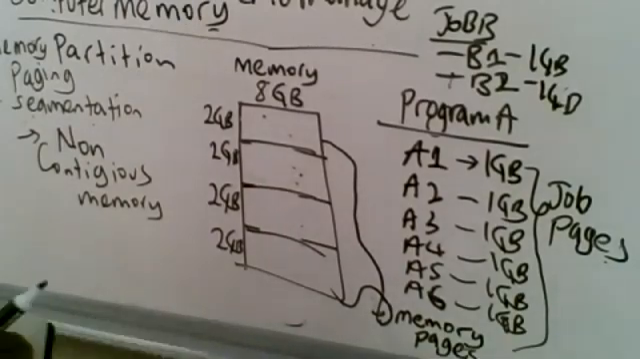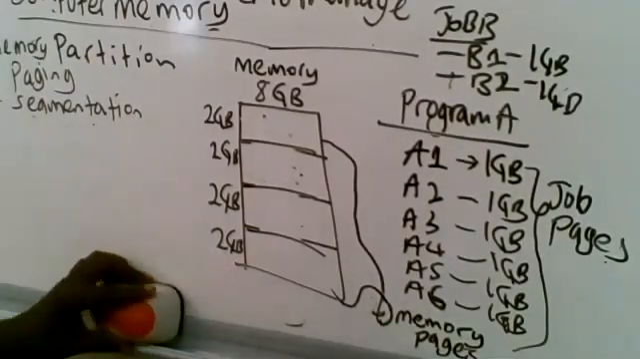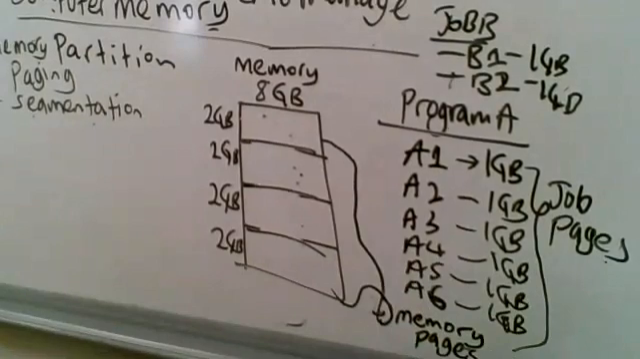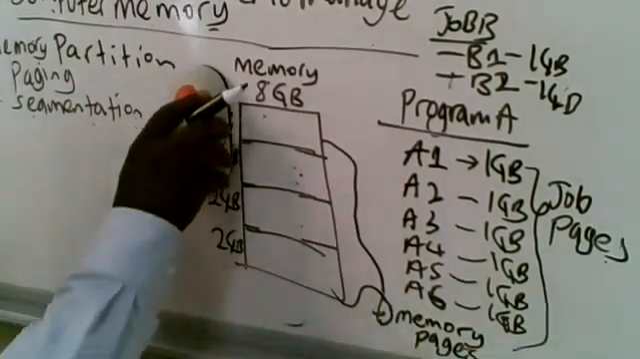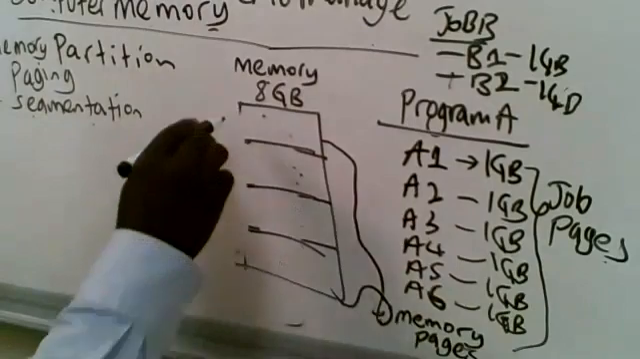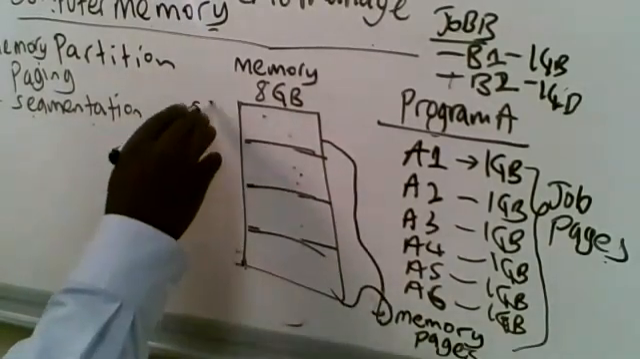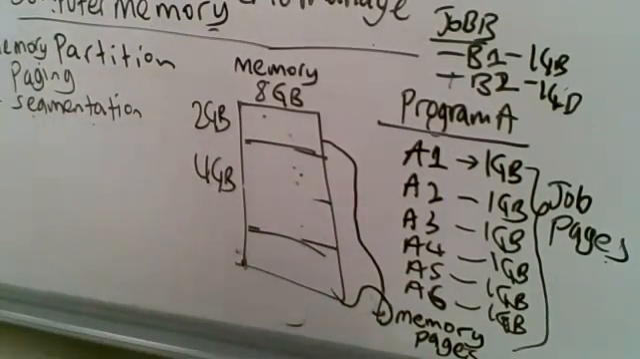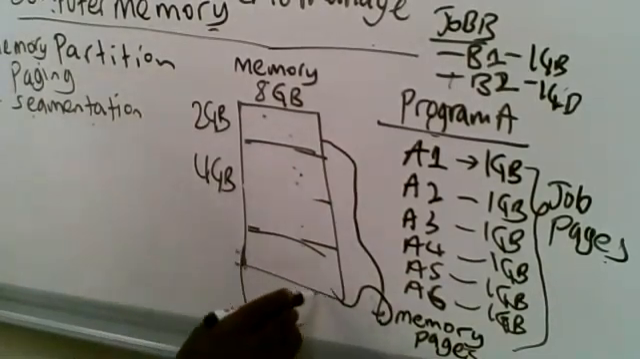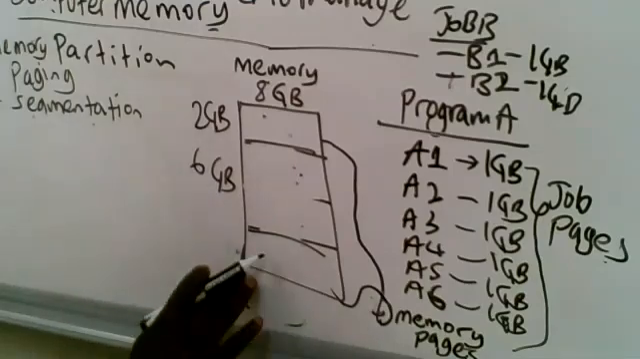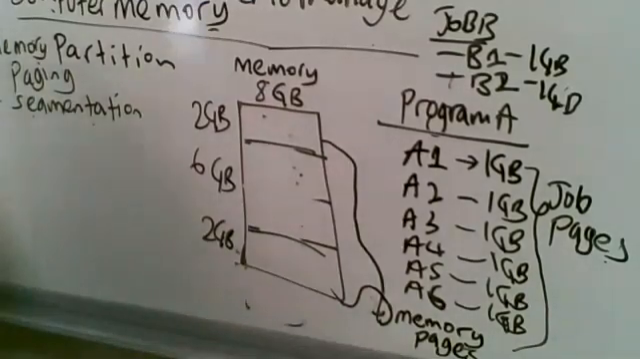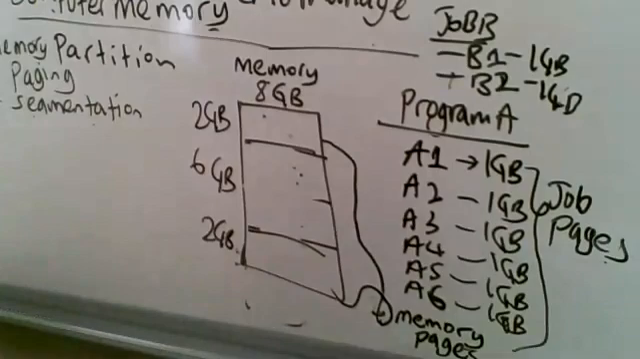Now, when you come to segmentation, things change. If you have program A that needs to be performed in segmentation, the memory, first of all, will be split into different sizes. You may find one part is maybe 2 GB, another part is maybe 4 GB, or 6 GB. Here, one might be 6 GB. Then here, this one might be 2 GB. See, the memory sections can be split into different sizes. They don't have to be split in equal sizes.